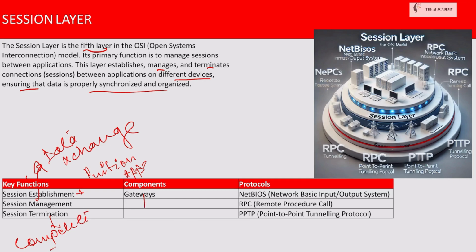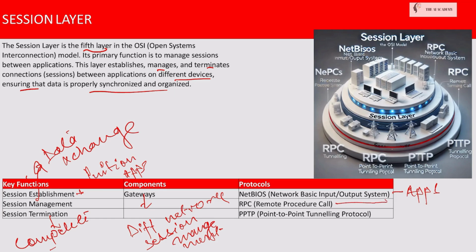The component is gateways, which connect different networks and can operate at multiple layers of the OSI model, including the session layer, to manage and facilitate session establishment and termination. The session layer protocols are NetBIOS, Network Basic Input/Output System, a protocol that provides services related to the session layer, allowing applications on different computers to communicate within a local network.